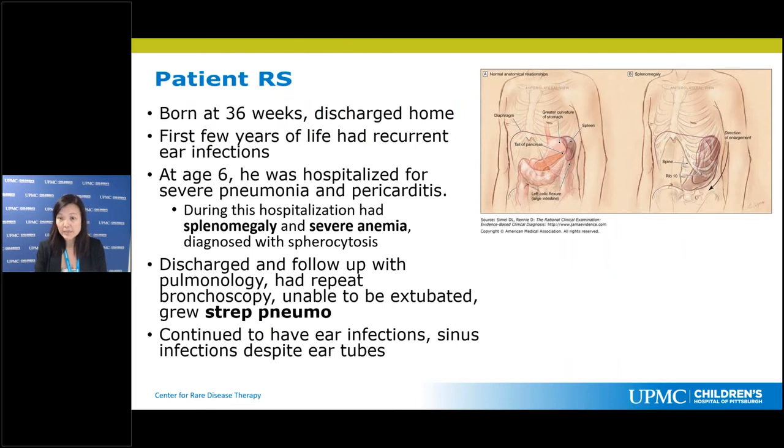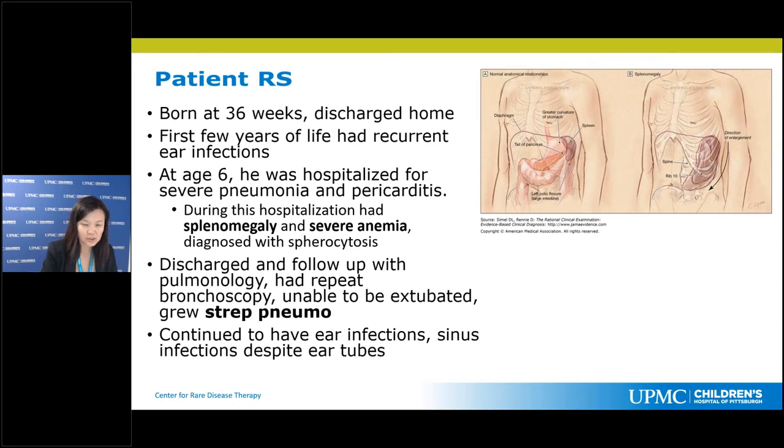So I want to give you a case about a patient that we saw, who in the beginning of life was pretty uneventful, but at 6 he came in, he was hospitalized for severe pneumonia, and he had an infection around the lining of his heart. And when he was hospitalized, they noted that he had splenomegaly, and I thought I would give you a picture of what splenomegaly means. If you see on the left side, it's labeled spleen. It's usually sitting under your rib cage, so you can't really feel it. But when you have splenomegaly and your spleen enlarges, it goes down past your rib cage. So when you're feeling on your belly, you can feel it. So he had splenomegaly. He had severe anemia, and he ended up diagnosed with a hematological condition called spherocytosis.